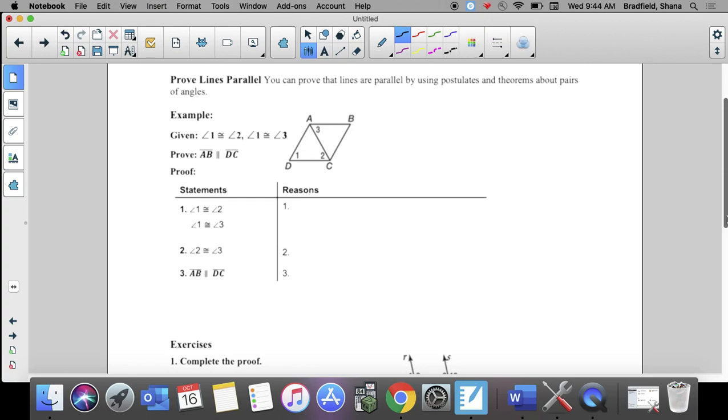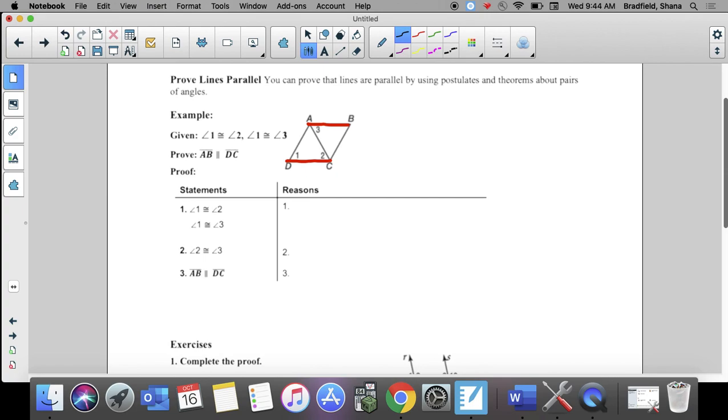So we have a little picture there, and it says given angle 1 is congruent to angle 2 and angle 1 is congruent to angle 3, and we want to prove that segment AB, and I'll just highlight that there, is parallel to DC. Now I don't know that it's parallel yet, so I cannot use any of the theorems that say if something is parallel. These have to be converses because I am trying to show that they're parallel.